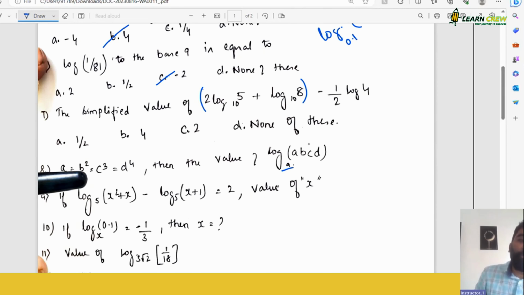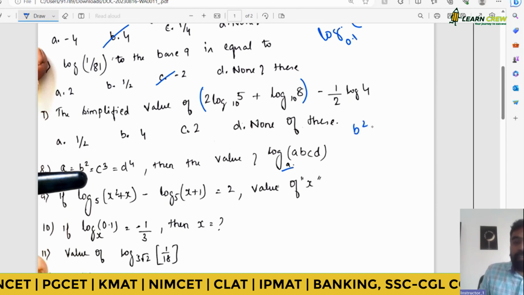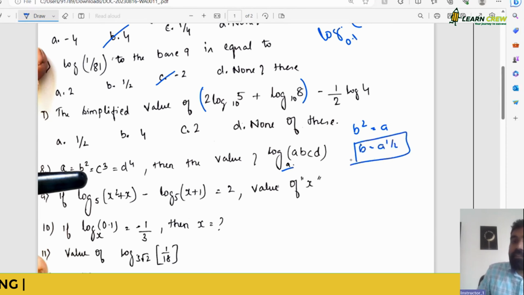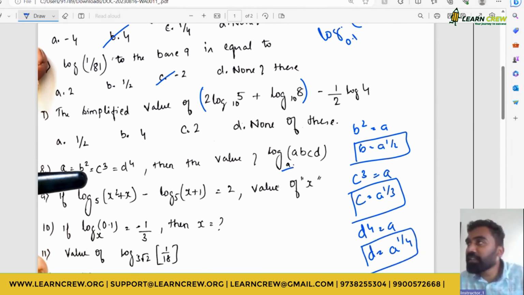So B, how can you write in terms of A? C, how can you write in terms of A? D, how can you write in terms of A? Now B square equal to A, or B is equal to A power half, right? The same way, C cube equal to A, or C is equal to A power 1 by 3. D power 4 equal to A, or D is equal to A power what? 1 by 4. Now everything is converted in terms of A.